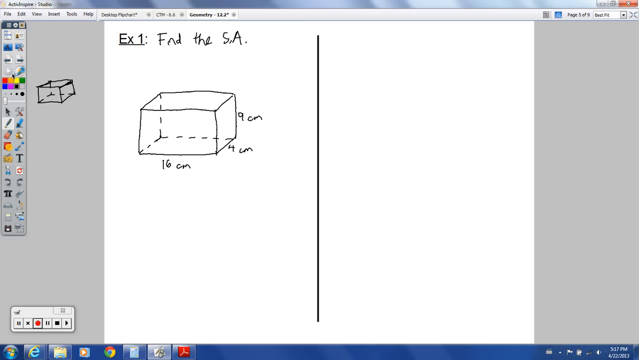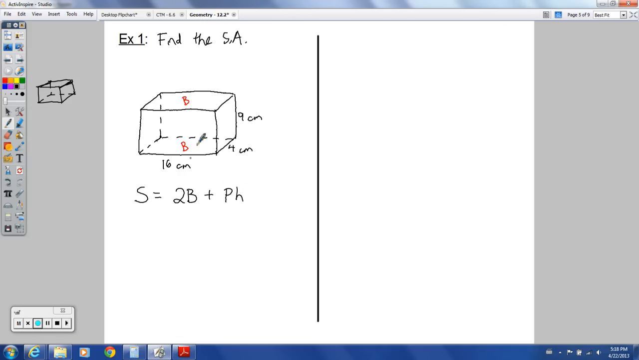So first of all, let's determine what our bases are. Using a different color, let's call the top and the bottom the bases. These are parallel parts. They lie in parallel planes, this rectangle and this rectangle, and they are also congruent to one another. So that fulfills the requirements for the bases for the prism.